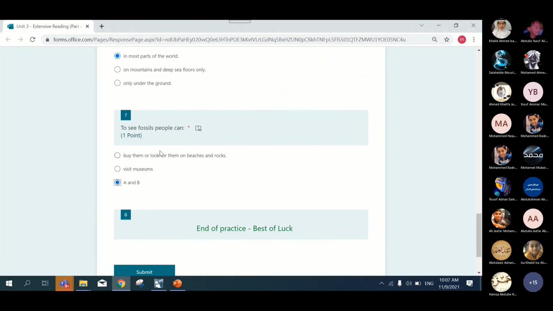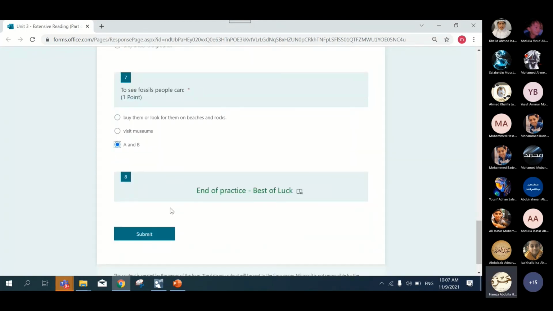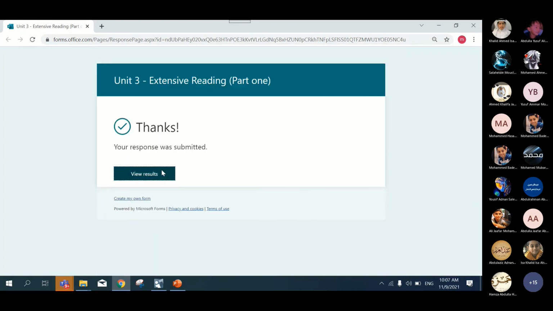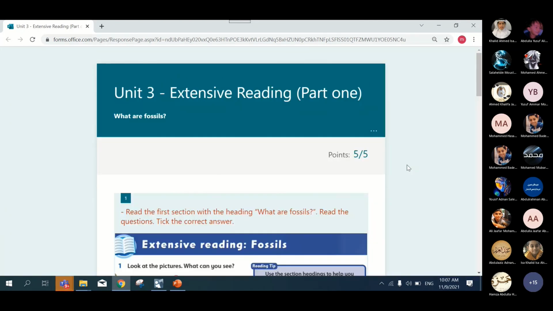You can look for them on beaches. You can find them in rocks. Also, you can visit the museum. You also find them in your house. Yeah, both A and B. Is it correct, my students? Yeah. Okay, I will submit my answer and view the results. Yeah, 5 out of 5.